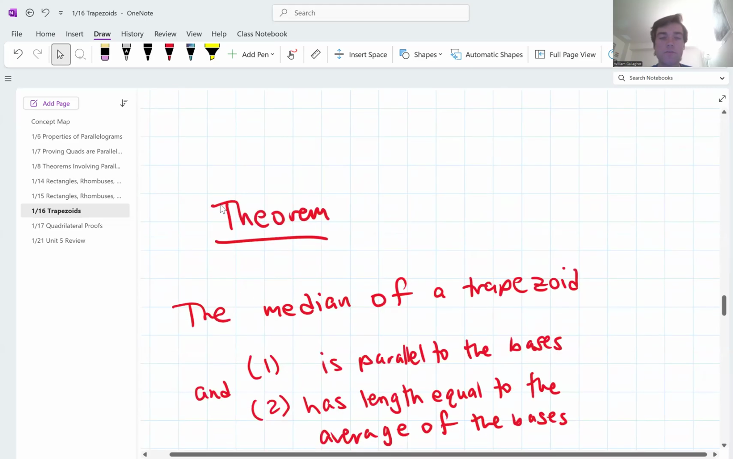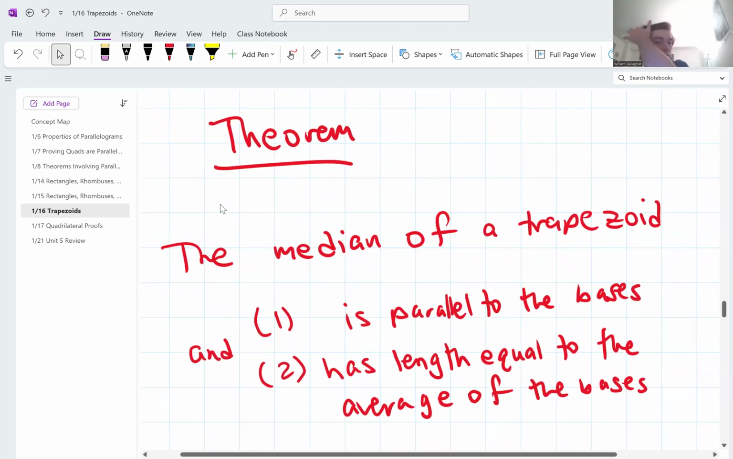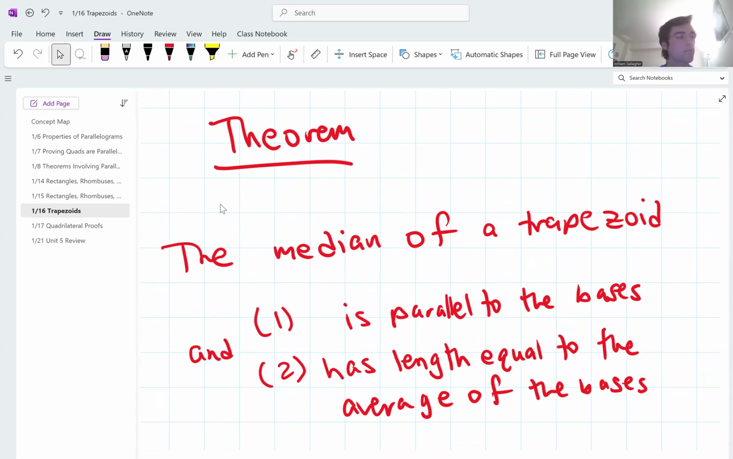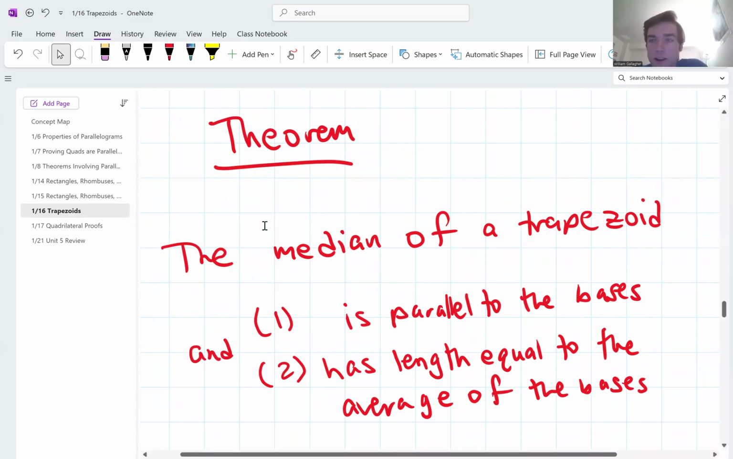So our theorem, as you guessed, is that the median of a trapezoid is both parallel to the two bases, and it has a length equal to the average of the bases. I'll give you a second to write that down. The median of a trapezoid is parallel to the bases, and it has length equal to the average of the bases. And again, we're going to use those theorems from January 8th, which felt a little bit out of place at the time, but hopefully you will see their relationship. It's going to be kind of cool. So you can write that down. I'm going to move on. If you need to write that down, pause it.